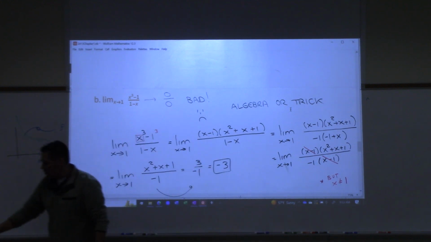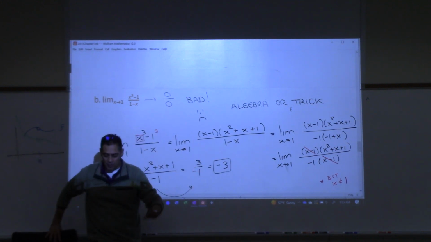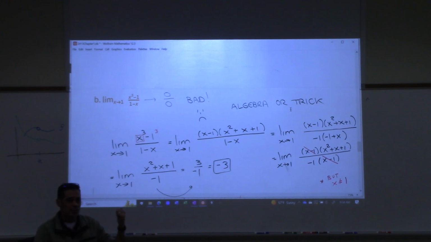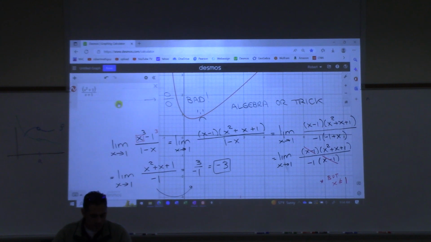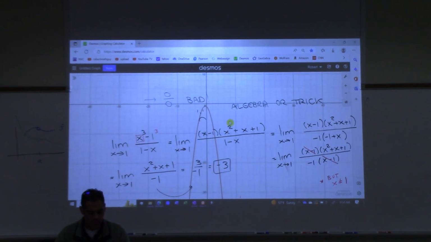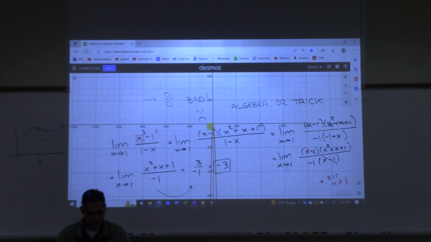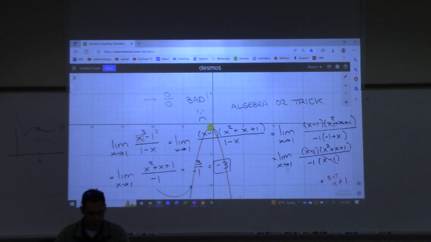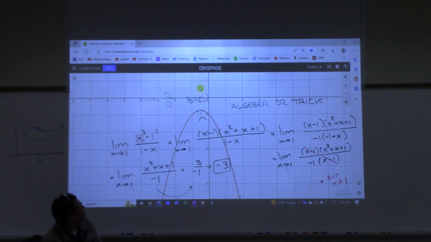So I think the only way to really finalize this problem is to graph that function and see what happens near 1 to convince you of what we just did. So it was x cubed minus 1 over 1 minus x. Okay, there's the graph of this function. Let me zoom out some more. Okay, there's the graph of this function.